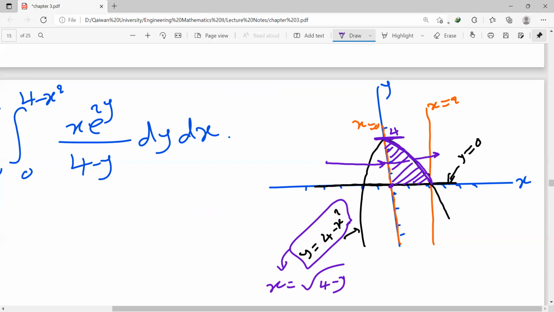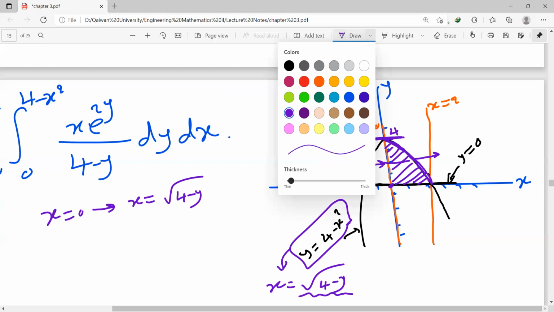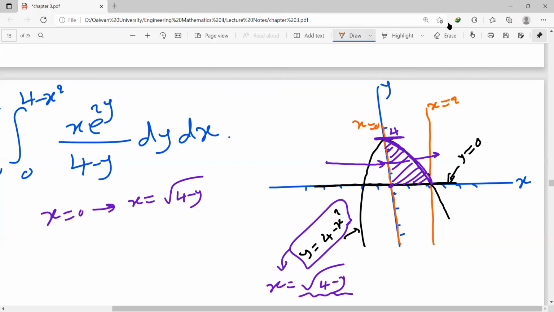So now, we say horizontally, we go through the region from x to be 0 to where? To x to be the square root of 4 minus y. That means x equals 0 to x equals square root of 4 minus y. These are the lower and upper limits for the integration with respect to x. And then with respect to y, we go vertically through the graph.